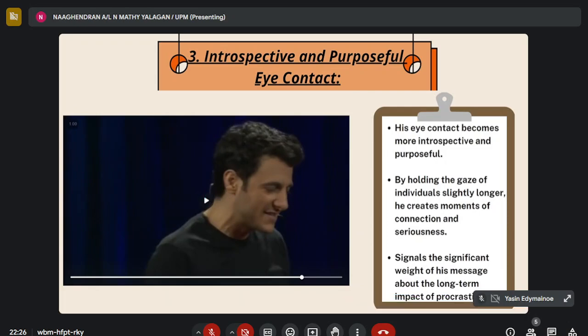So the speaker reflects on the broader implication of procrastination. What he did was hold his eye contact by focusing on individuals. This creates a moment of connection, and he also tries to convey that he's actually serious in what he's trying to say. This type of eye contact signals the significant weight of his message about the long-term impact of procrastination. That's all from me.